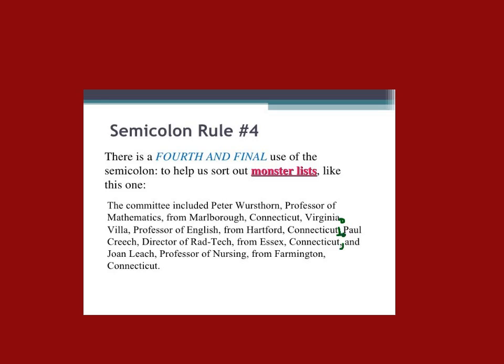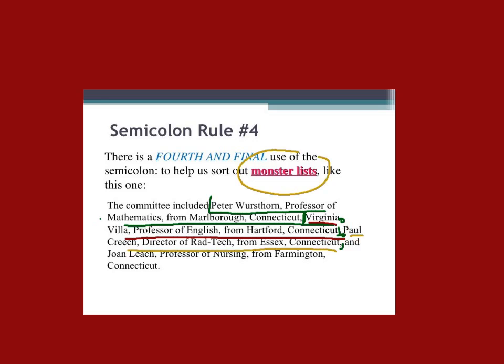You see, because this is an item here. And then this is a person here. And then the next person on the list is here. So what the semicolon does in a monster list is it just helps keep the items separate when there are commas within it.